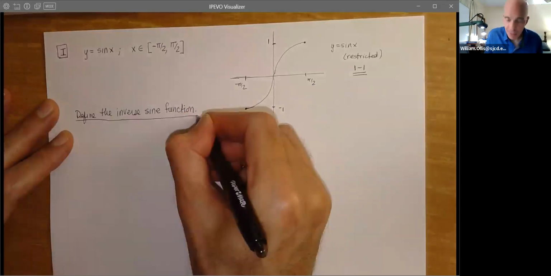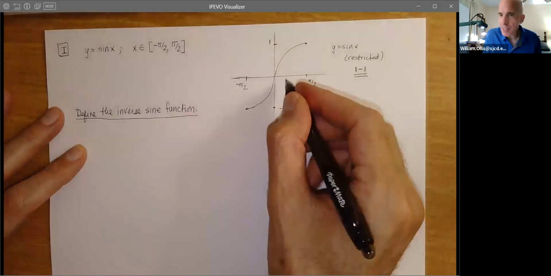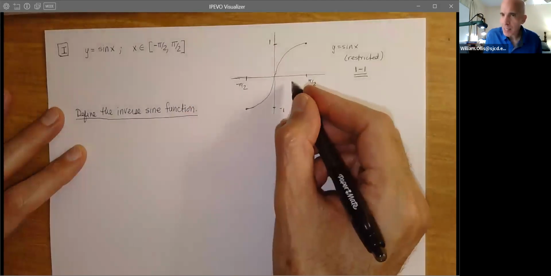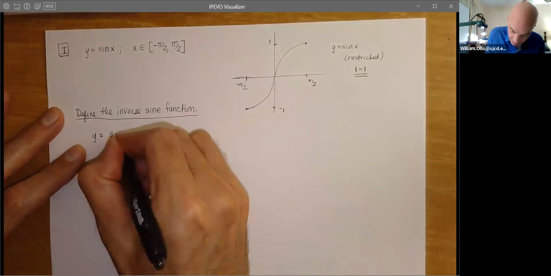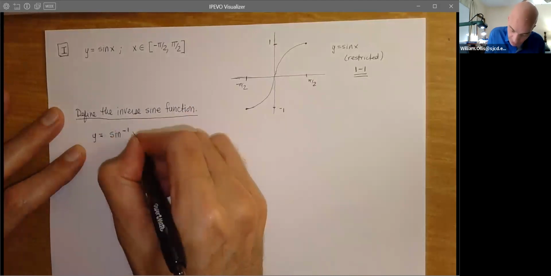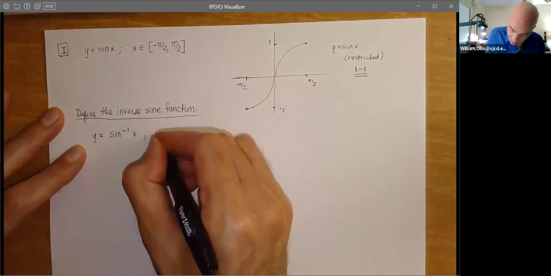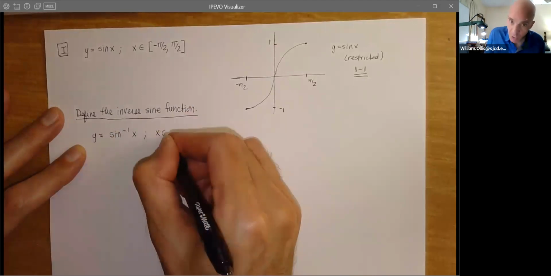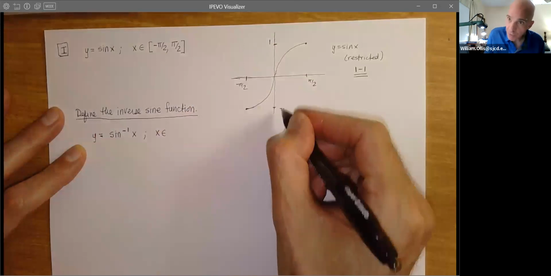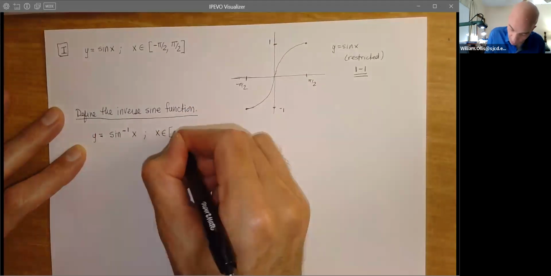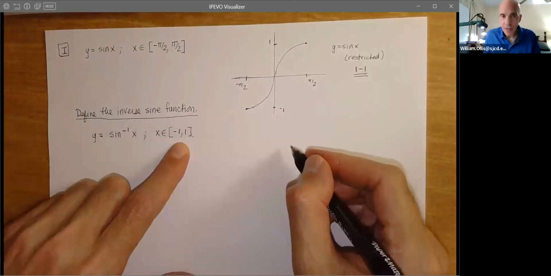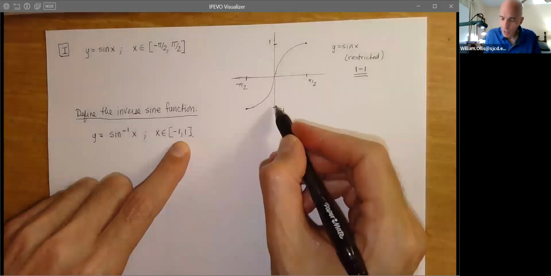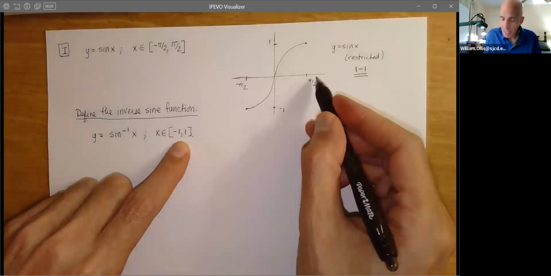And we'll use the same independent variable. So we want to reflect this graph in the line y equals x and then use x as the independent variable. So we're going to say y is equal to the inverse sine of x as long as x lives... well, now the new domain will be the range of the sine function, between negative 1 and 1. That is, when we look at this, we're thinking the new domain will be here and the new range will be here. So that will give us inverse equations.